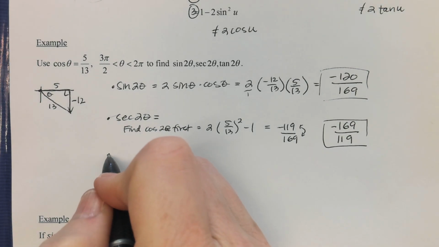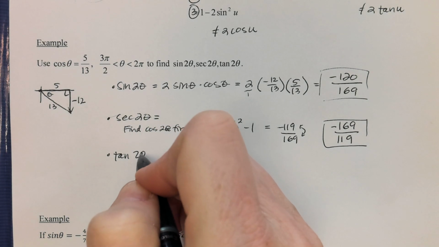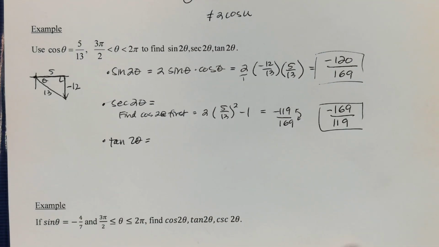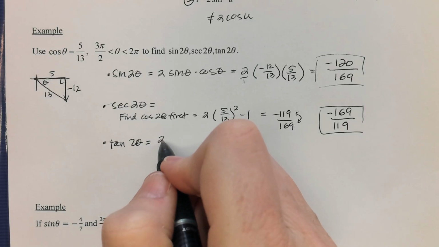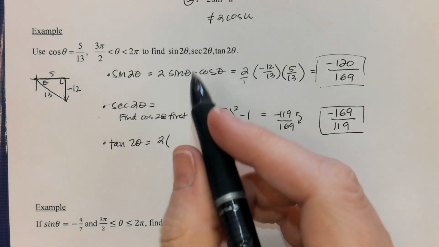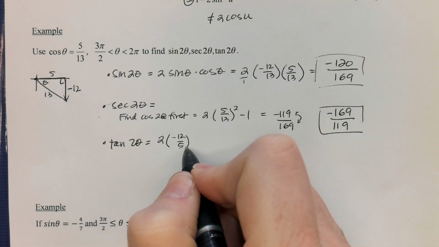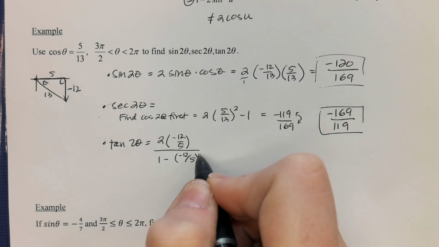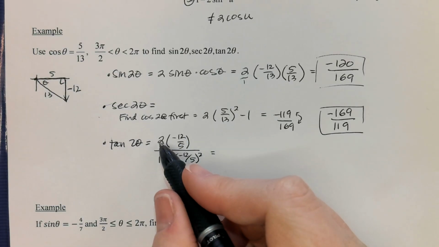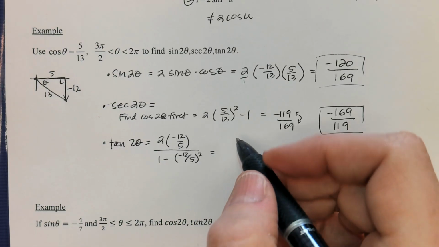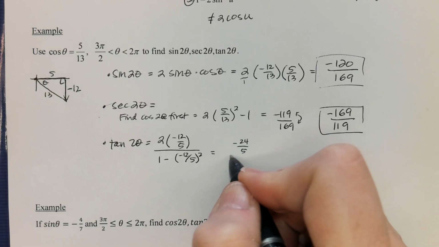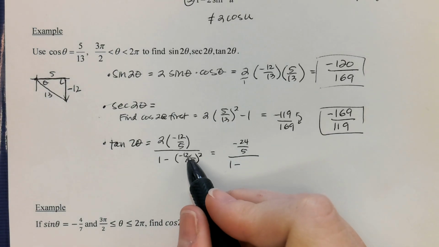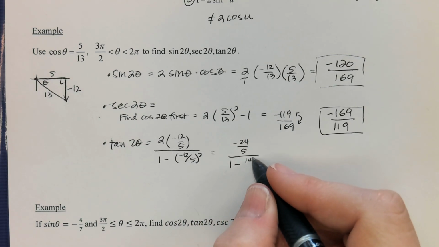Last one we're going to do is the tangent. And the tangent formula is this thing right here. So I'm just going to start plugging stuff in. This says that I'm supposed to do 2 times the tangent value, which would be negative 12 over 5. Then I've got 1 minus that exact same thing, but squared. So up on top, I've got negative 24 over 5. Sorry, I'm trying to move down a little bit to get out of the way of that. Then I've got 1 minus, and when I square this, I would get 144 over 25.